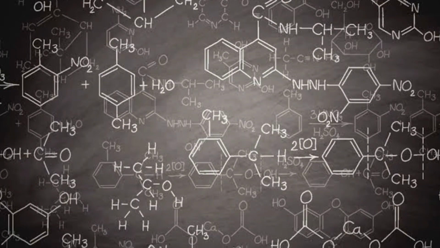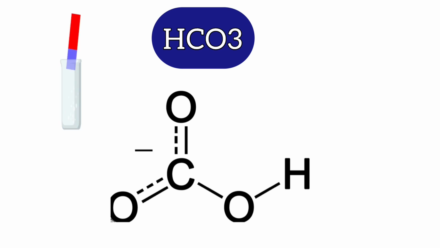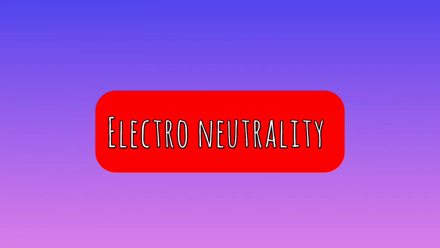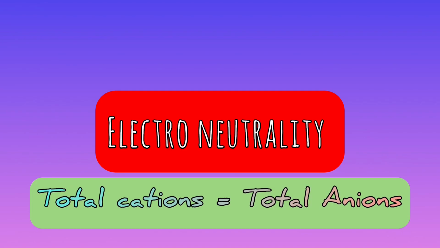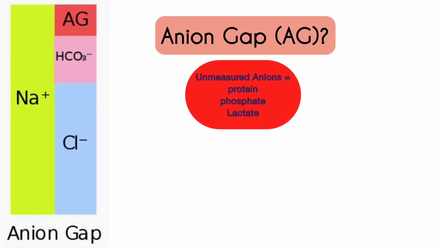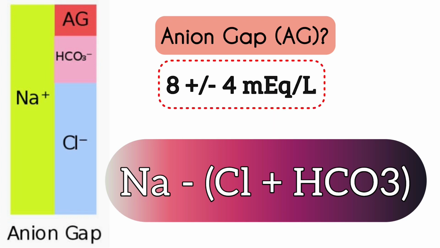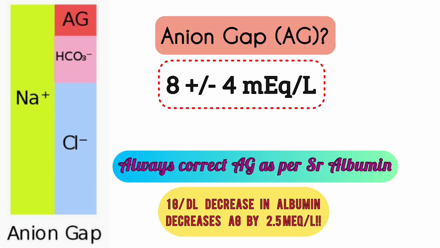The very basic chemistry again. Remember, carbon dioxide is an acidic gas. Bicarbonate is an alkali. Body always tries to maintain the electroneutrality. Now just remember the definition of anion gap. Anion gap is sodium minus chloride plus bicarbonate. Usually the level of potassium is omitted from the calculation of anion gap. So in that case the normal value of anion gap ranges from 8 plus minus 4.